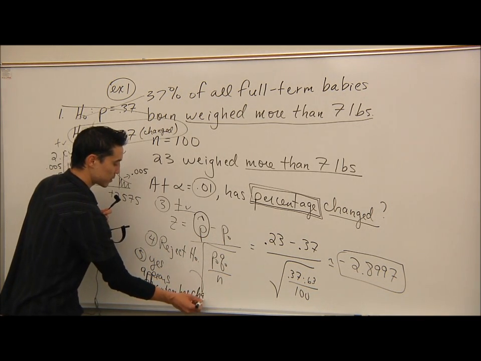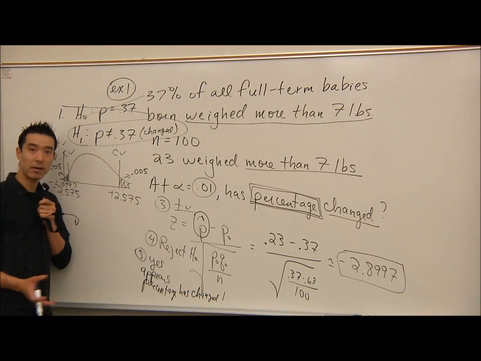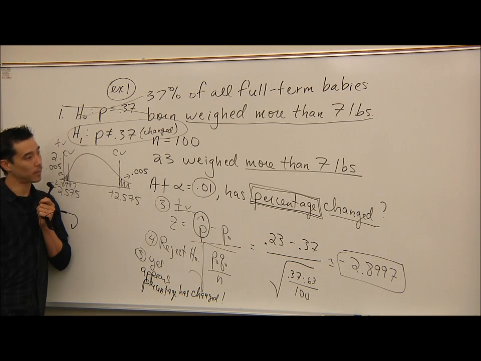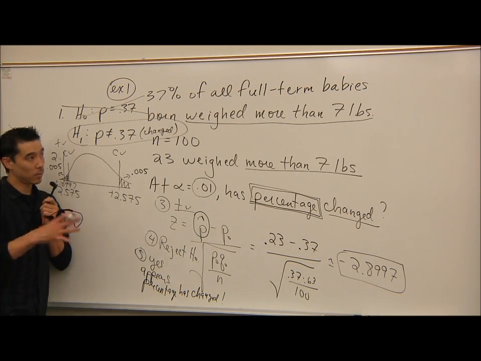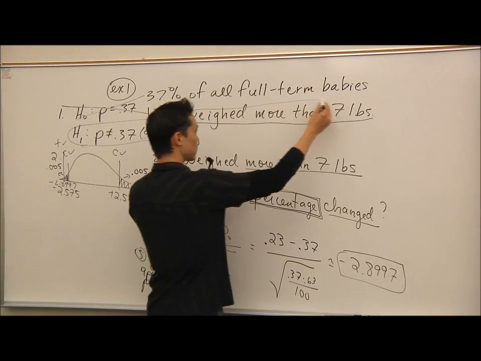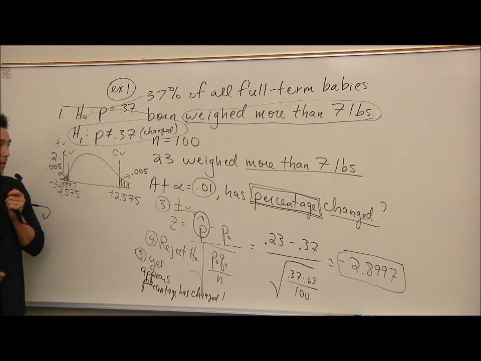Any questions on that? It's just a new hypothesis test, but now everything is proportions instead of averages or means. Okay? So you have a proportion or a percentage, and you have a characteristic of interest. In this case, it was weighed more than 7 pounds. That was my characteristic of interest. Okay? And it could be anything.